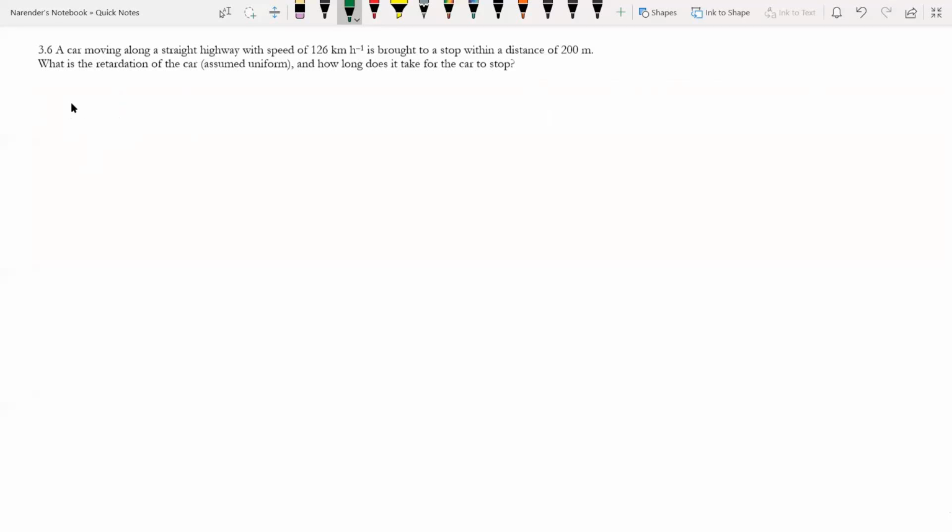So first of all, read the problem carefully. A car is moving along a straight highway with a speed of 126 km per hour. So let us say the car is moving in this direction. So this is the car that is moving with a velocity of 126 kilometer per hour.